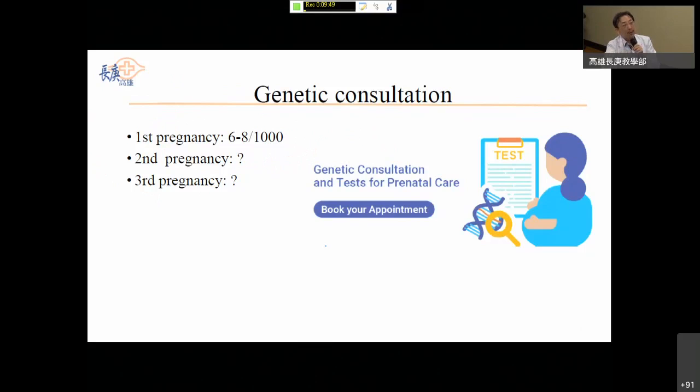And what about the second pregnancy? When the first pregnancy is 6 to 8 per 1,000, what about the second pregnancy? Is there anybody who wants to take a guess?